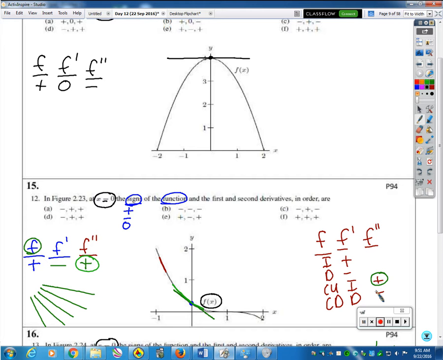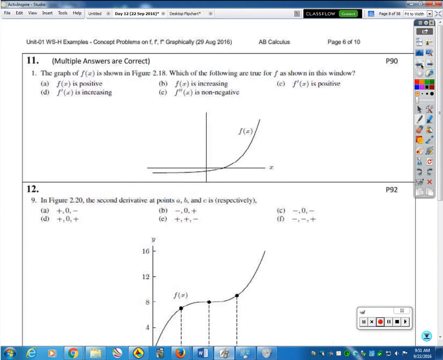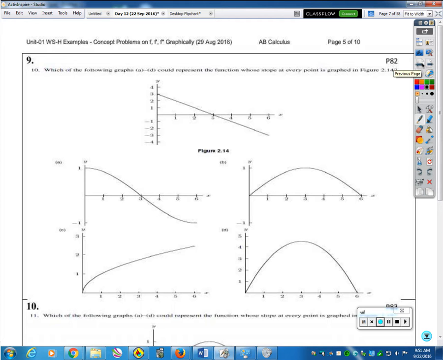What else? Number 9, this is f prime. You're looking for f. Please. Like how you explained earlier, when you're reading the wording, how would you know that it's f prime? Got it. So I read this, Chad. Which of the following graphs, A through D? So when I read that, where is your eye drawn? A through D. So you're looking here.